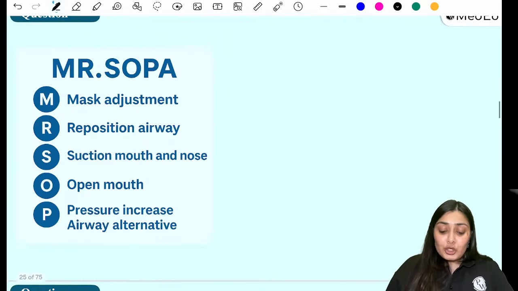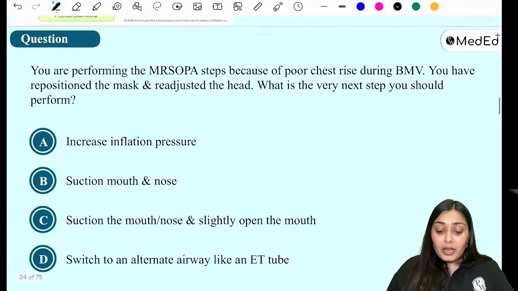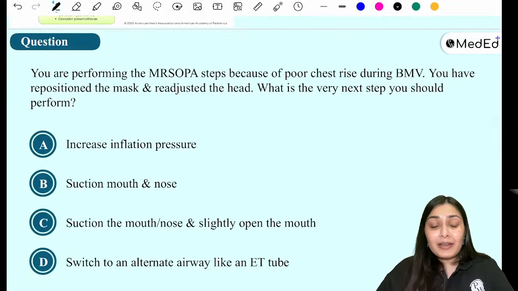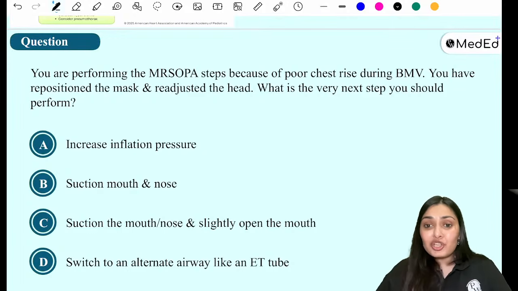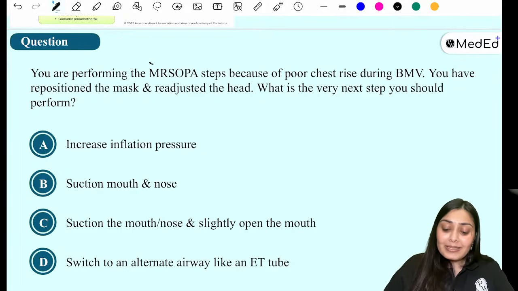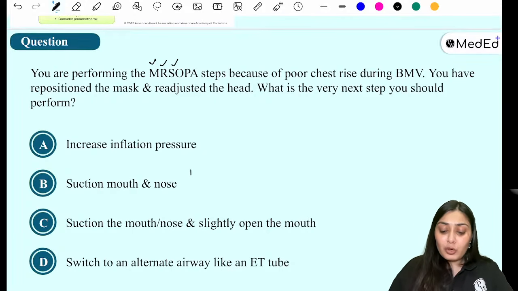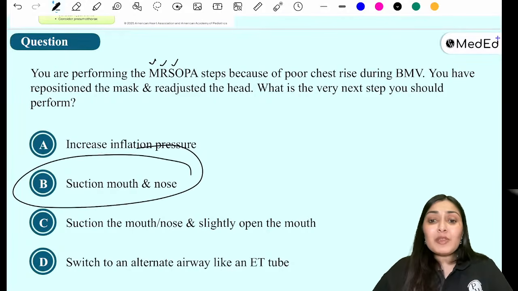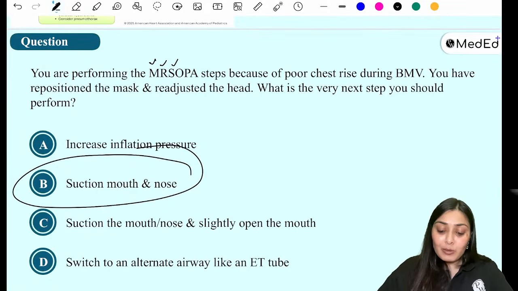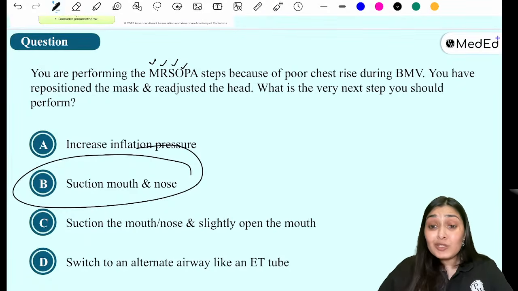Right? So here in this question, they have said that because of the poor chest rise, they started ventilation corrective steps. They have repositioned the mask, they have readjusted the head. So MR step has been done. The next step is suction the mouth and nose. Now you can ask me, why not C, ma'am? C also says suction mouth and nose, and the second step also open the mouth. Why C is not correct?